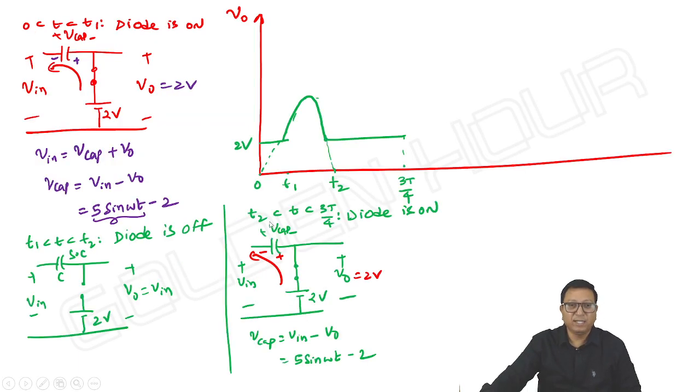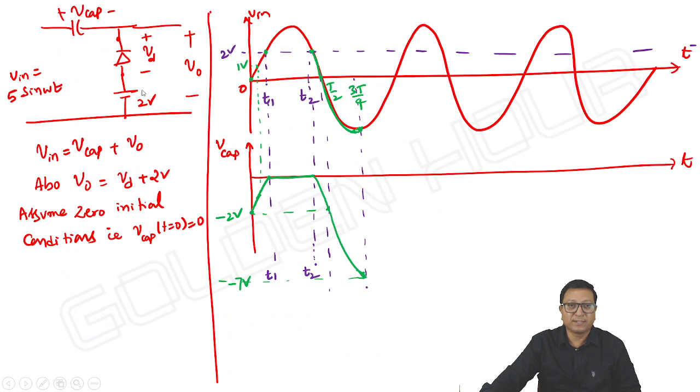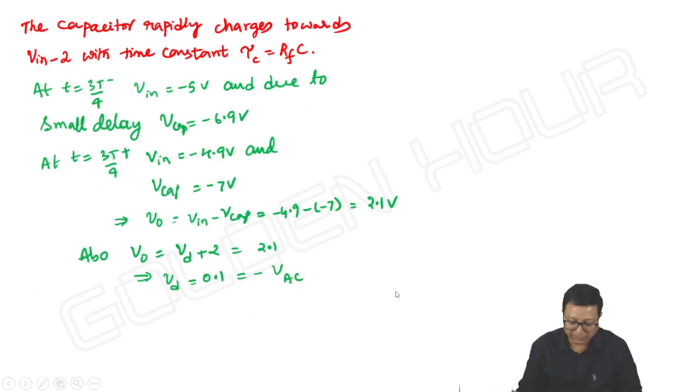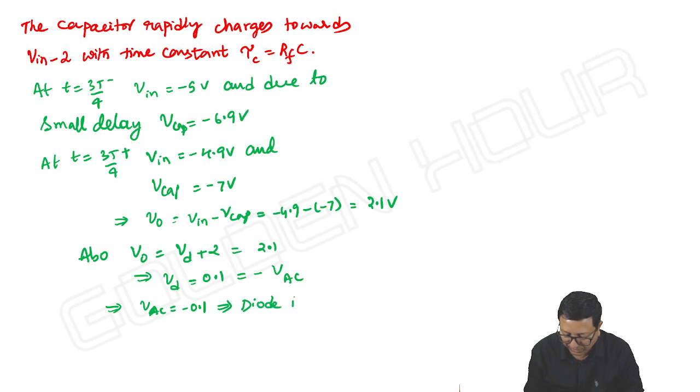See, Vd is the voltage across the diode. Even though I wrote Vd, the anode to cathode voltage is equal to minus Vd. Vd is taken from cathode to anode, so anode to cathode will obviously be negative. VAC, the anode to cathode voltage, is minus 0.1, for which the diode is immediately off. Anode to cathode voltage is negative, which means the diode immediately becomes off.